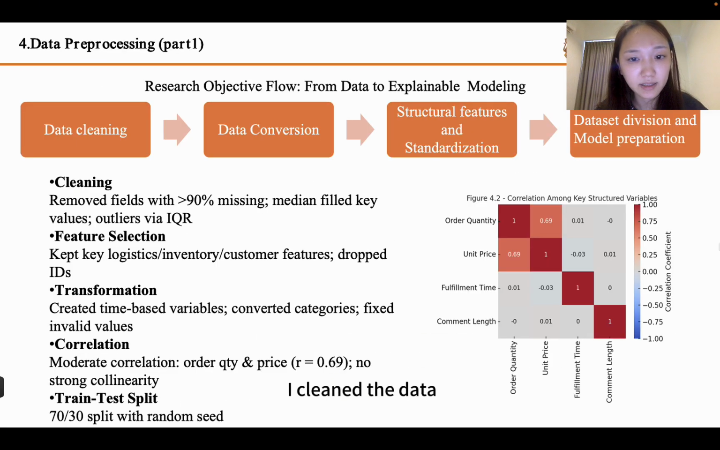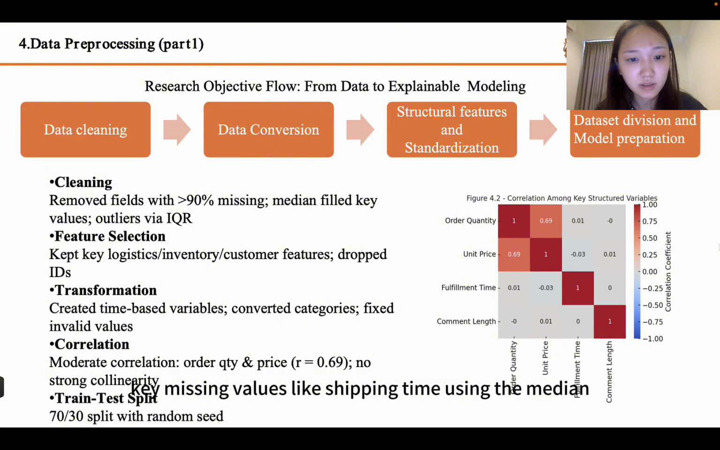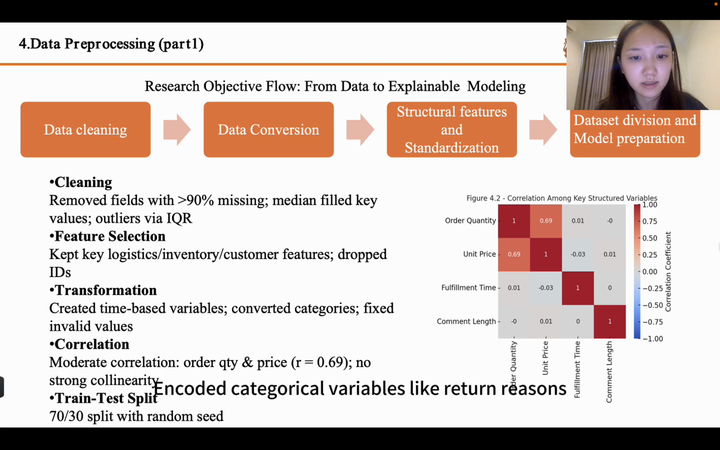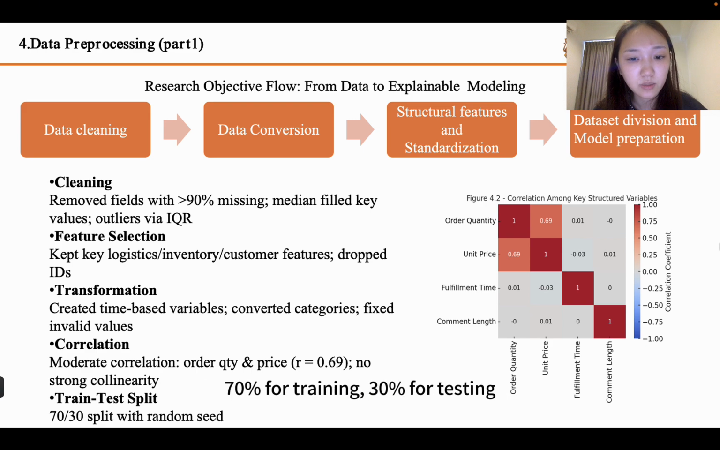Before modeling, I cleaned the data, removed variables with over 90% missing, filled key missing values like shipping time using the median, handled outliers with the IQR method, encoded category variables like return reasons, and split the data 70% for training, 30% for testing. Also, I checked for multicollinearity, and found no strong correlation between features.